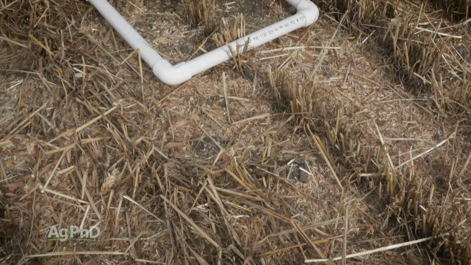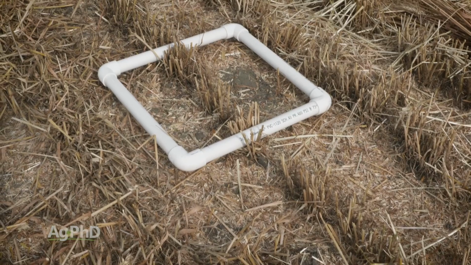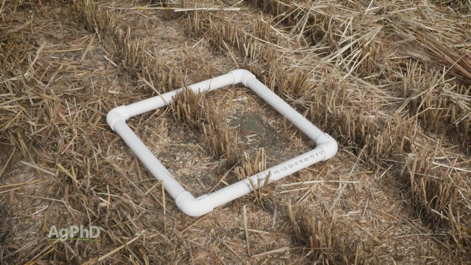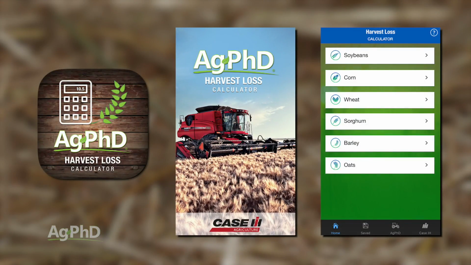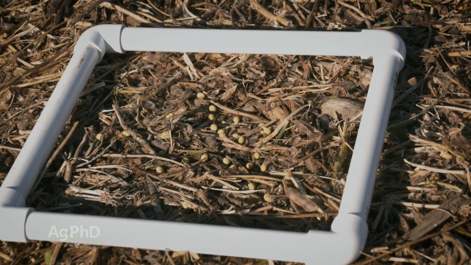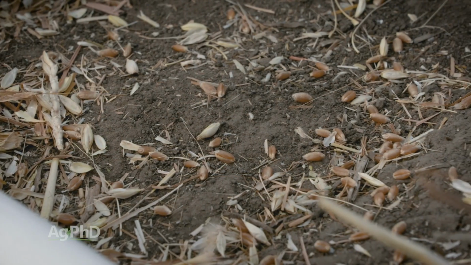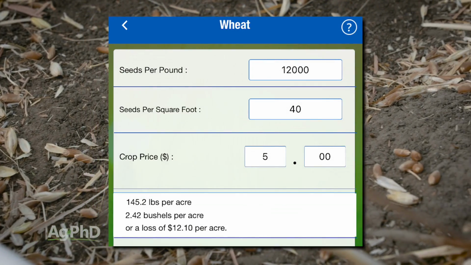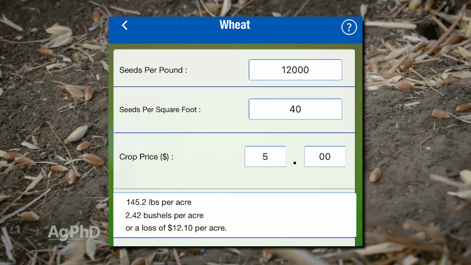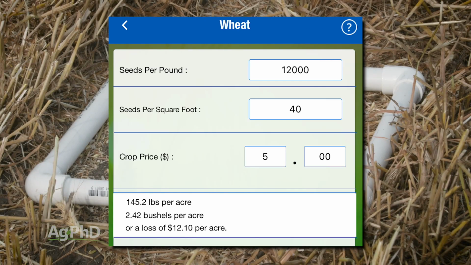I always carry a 1 foot by 1 foot homemade PVC pipe square with me at harvest time. I also have my smartphone with the Ag PhD Harvest Loss Calculator app. I just walk into any field at harvest and see how many seeds are on the ground in that 1 foot square. Well, with wheat, for example, let's say there were 40 seeds per square foot. That would equate to 2.42 bushels per acre that we lost. At $5 wheat in this example, that would be a $12.10 loss per acre. On 1,000 acres of wheat, that's over $12,000.